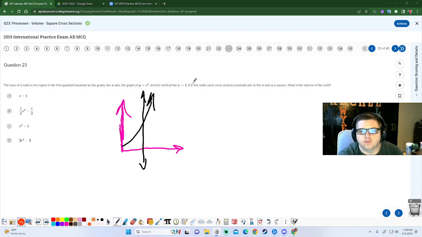For this solid, we want the cross-section perpendicular to the x-axis as a square. What is the volume of the solid? So our focus is going to be this right here. And what we're going to do is revolve that around the y-axis, or the x-axis. Cross-section perpendicular to the x-axis is a square. Oh, so we're doing that, not revolving it. Okay, different thing.